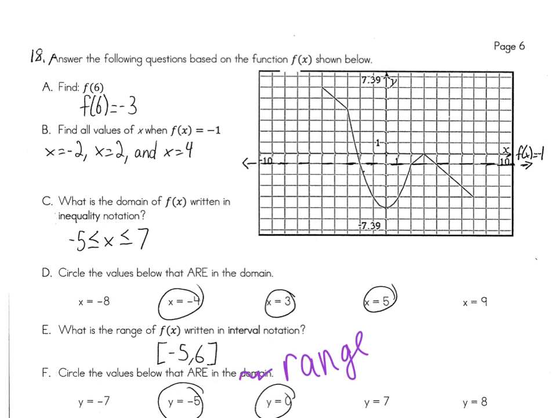And what do we have here? So we have -7. So can y be -7? 1, 2, 3, 4, 5. No, it can't be -7. There's no graph down here. -5, sure, because it's the minimum. 0, yep, because 0 is between -5 and 6. 7 is not between -5 and 6, and neither is 8.